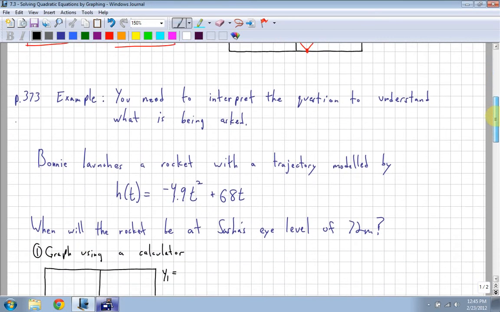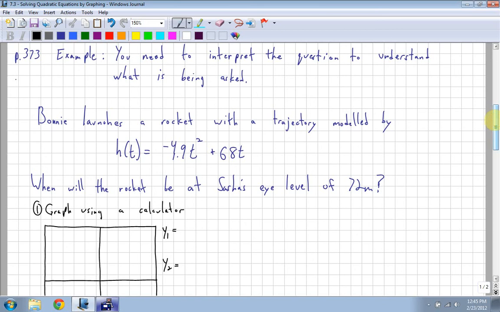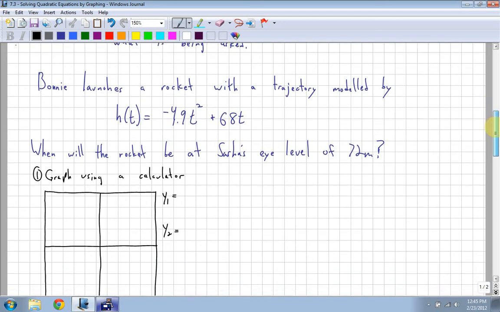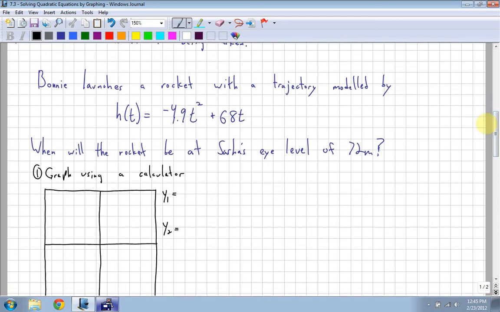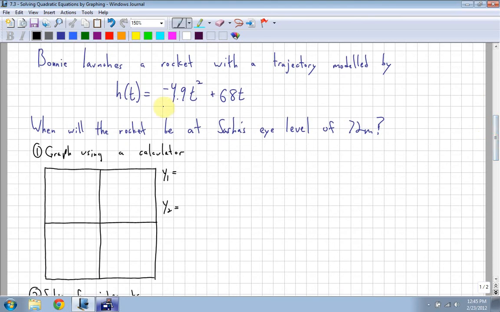Okay, next example. This is from page 373. In these types of word problems, you need to be able to interpret the question to understand what's being asked. So basically, you need to understand what is happening in the graph and how that relates to the real world question. So Bonnie launches a rocket with a trajectory modeled by -4.9 t squared plus 68 t. It says, when will the rocket be at Sasha's eye level of 72 meters?